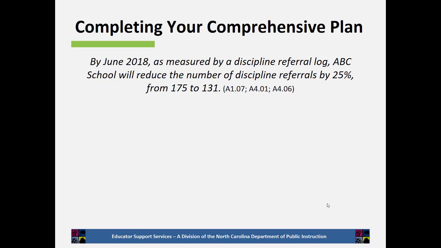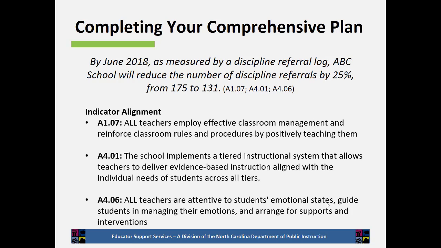We know that if we do this, then we're going to have a better life in our classrooms in terms of classroom management. And of course, it's timely by the end of the school year. You'll notice that there are three numbers in parentheses afterwards, A107, A401, and A406. What I did was I tied this goal to three key indicators, and I want to show you what those are. The first one is A107, which is around effective classroom management, which is what we've been talking about.